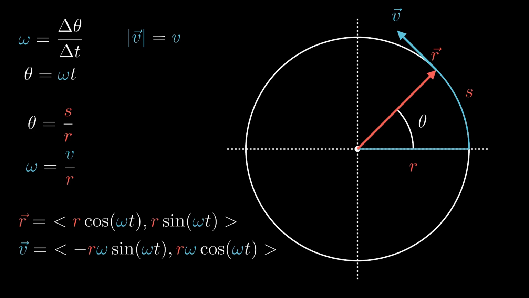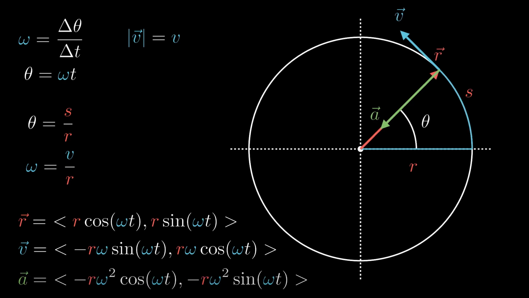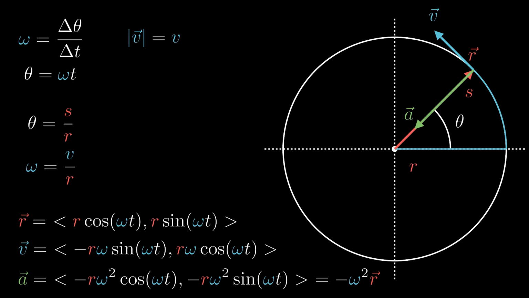Now lastly, we can get the acceleration from the derivative of velocity. But look what happens if you pull out the negative omega squared. The acceleration is just a negative multiple of the position vector. This means that it'll always point in the opposite direction of the position vector, from the outside of the circle to the inside. Also, its magnitude is equal to omega squared r, which after some rewriting looks like this. This is the equation for centripetal acceleration.